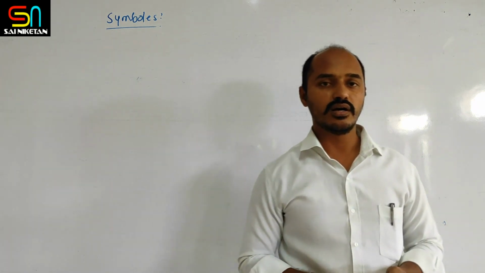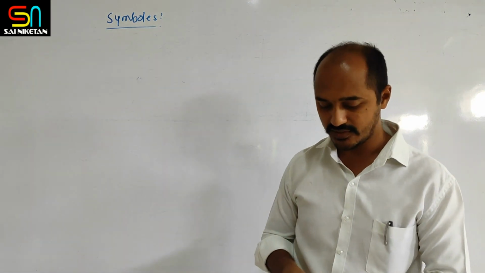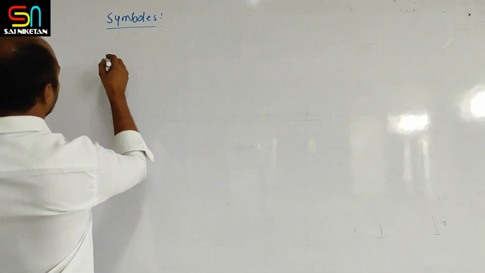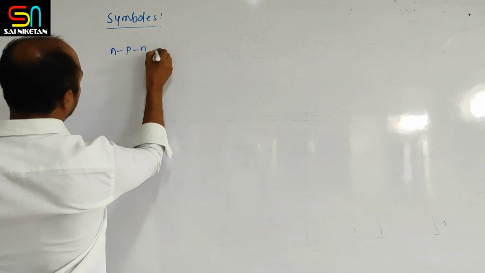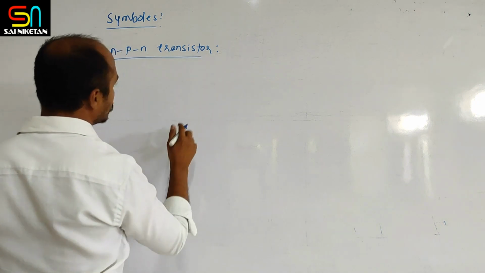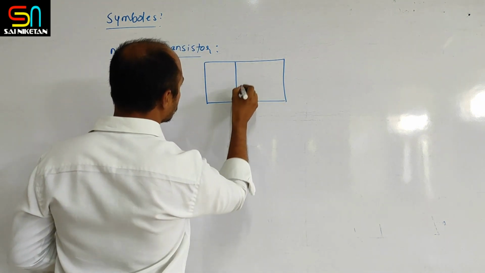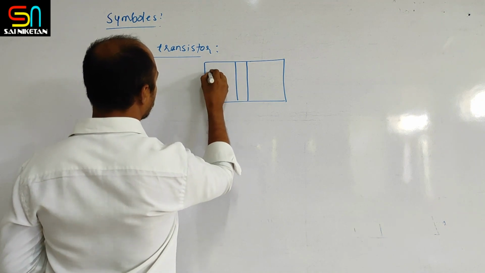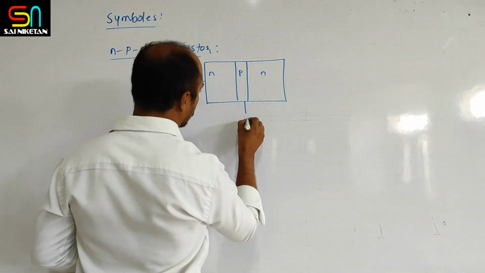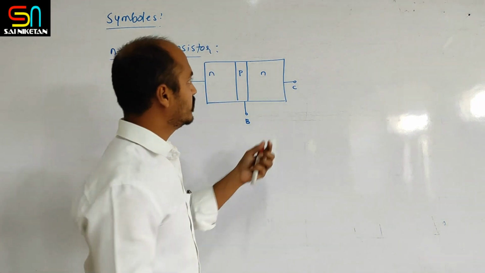Next, having studied the PNP and NPN transistors, let us look at their symbols. I am drawing the block diagram, and thereafter I will note the symbol. First we are talking about the NPN transistor. Its block diagram consists of two N regions and one P region. This is the N region, this is the P region, and this is the N region. This is the emitter. What do you mean by emitter? I will tell it. This is the base, and this is the collector. So how can we represent this? By the symbol. This is the symbol.